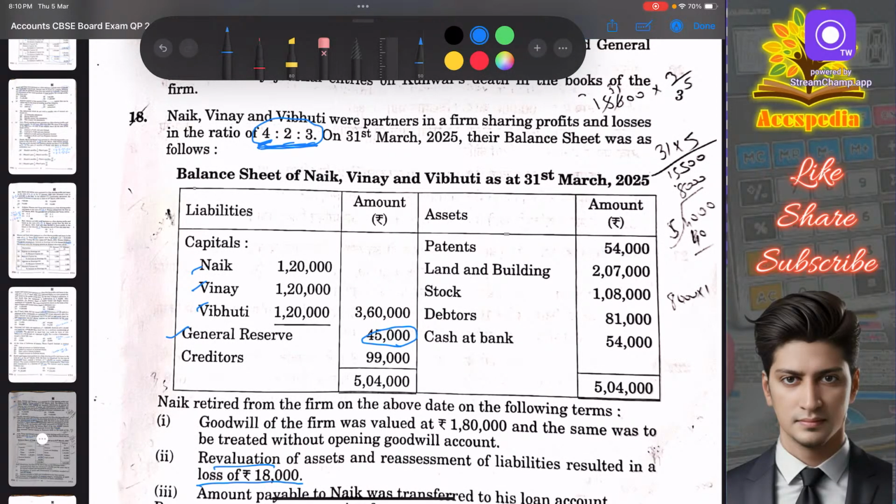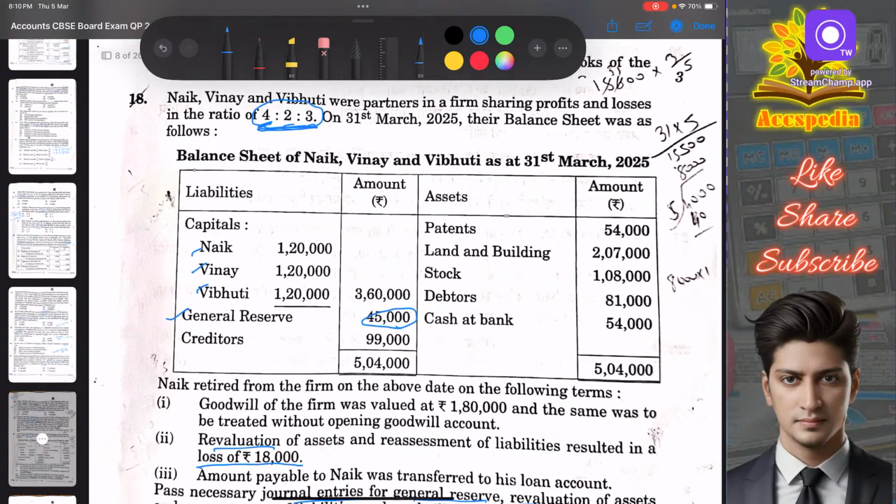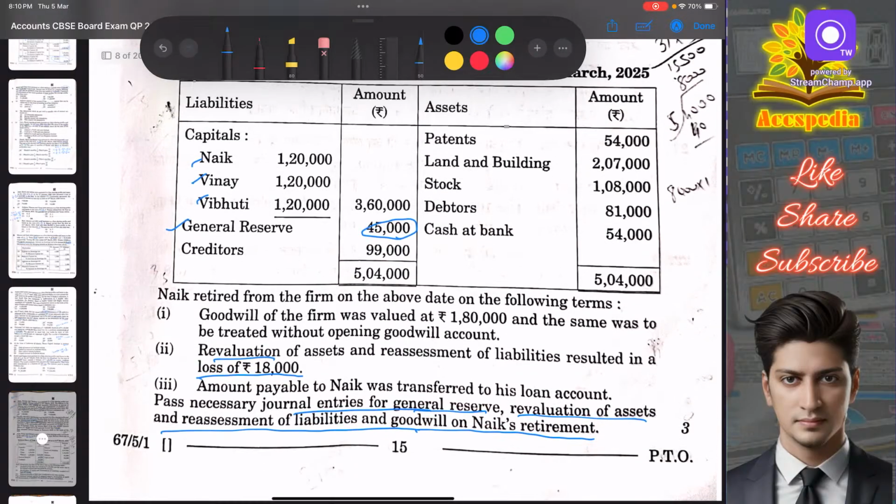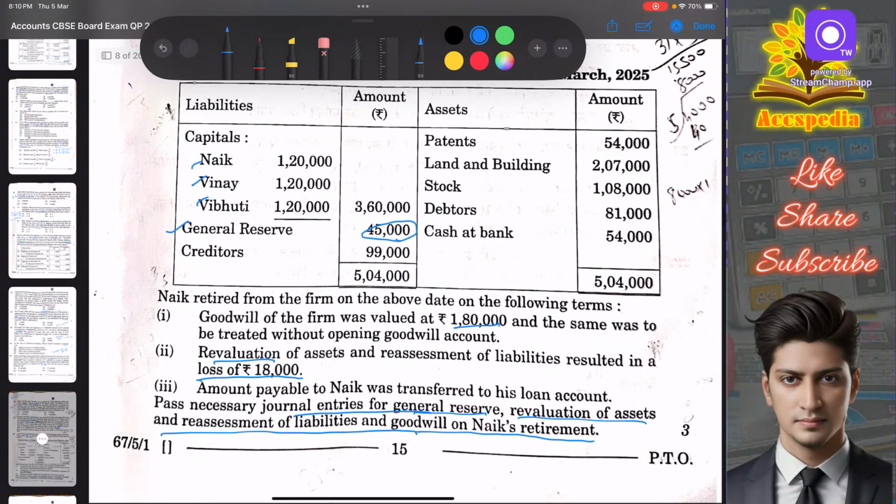Sorry, what I said, 2,000. 2,000 into 4, 8,000. 2,000 into 2, 4,000. 2,000 into 3, 6,000. So that is the journal entry for revaluation. And goodwill. And the goodwill is 1,80,000.